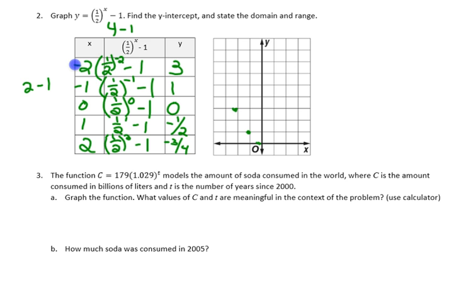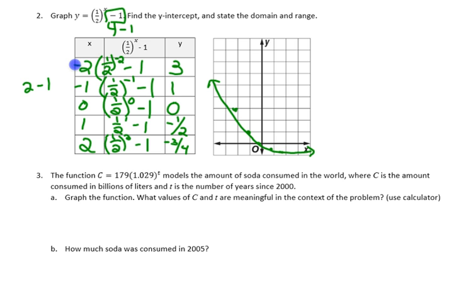0, 0. 1, negative 1/2. And 2, negative 3/4. It looks like this. So this time, because we had this minus 1 in here, that now gave us an x-intercept. But that's because it had the minus 1 going on.